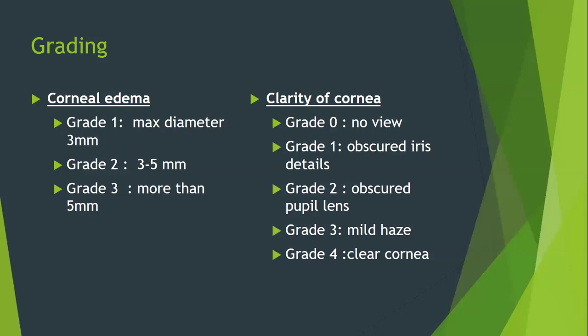Clarity of the cornea, we can grade in 4 categories. Grade 4 being the clearest cornea, there is no problem. Grade 0, no view. Grade 1 is obscured iris details. Grade 2 is obscured pupil and lens details, and grade 3 is just mild haze. Okay, so you grade corneal edema and clarity, because when you document that, you will be able to see the progression of the disease properly on paper.